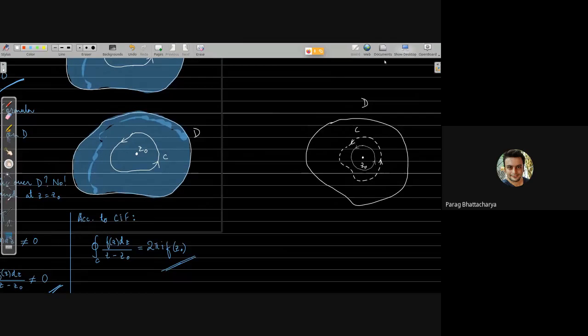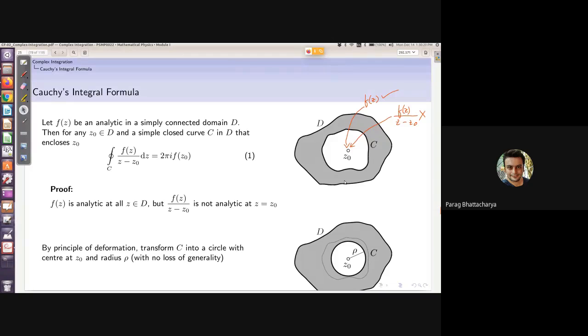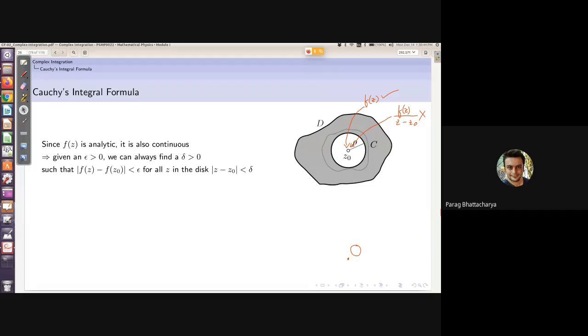So this is what we do over here. We deform this path and convert it into a circle. The center of the circle, we take to be z0, and the radius of the circle, we call it, let's say, rho. We are allowed to do that. So now this is what we have.